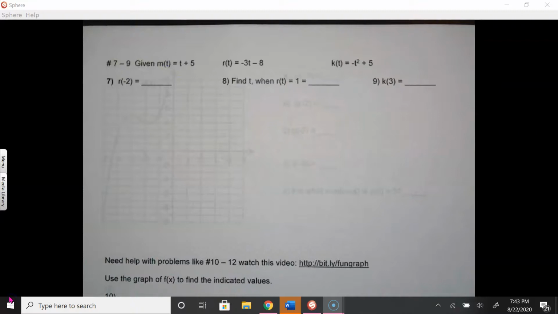Okay, so I'd probably pause the video and try the next 3 problems on your own, see if you understand it, and then push play and check your answers.